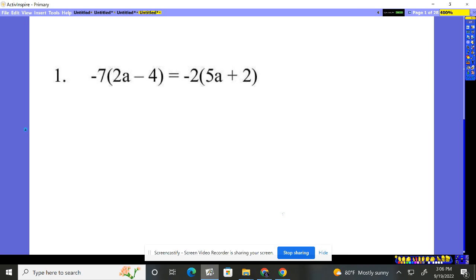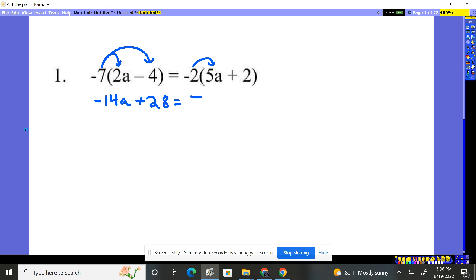Problem 1 from the test. When I look at this, I'm like, hey, I need to distribute through. So I just got to be careful to make sure I hit the points correctly, that I distribute through correctly. So I do -7 times 2a, -14a. -7 times a -4 will be plus 28.